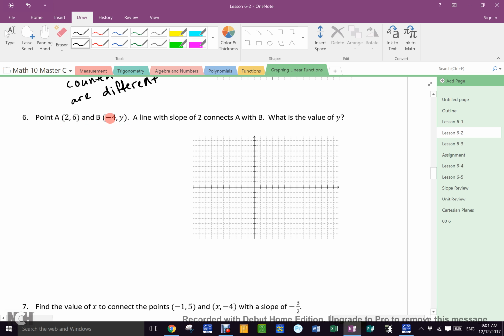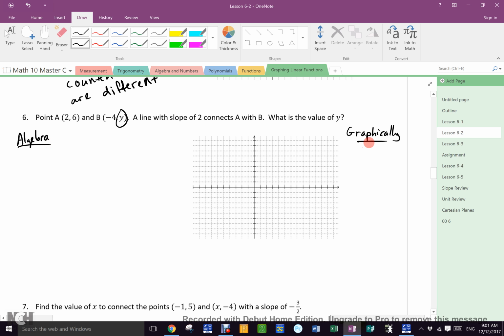Here I have some points. Do I know both of them? I don't know that point, do I? So we are going to do this question two ways. We are going to do it graphically over here, and we are going to do it with algebra over here. You got to be able to do both, okay?